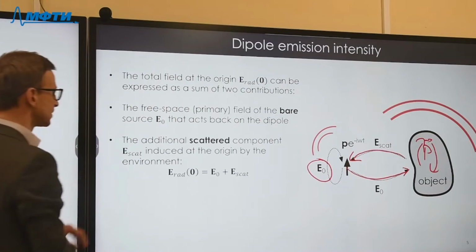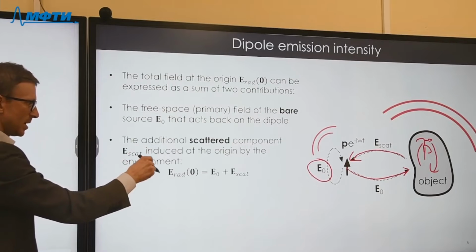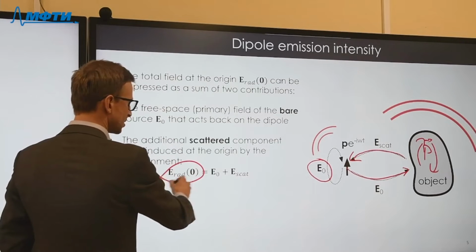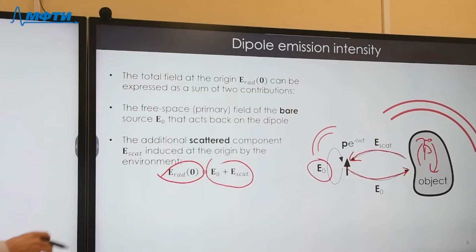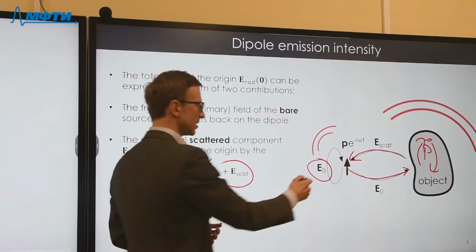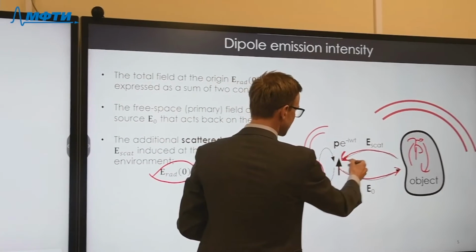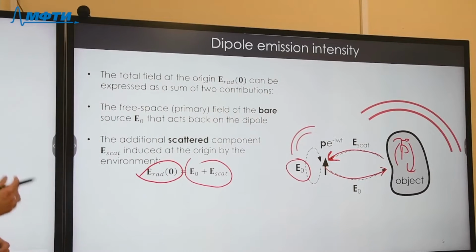And this is going to produce the additional scattered component at the position of the dipole. And so the total field is going to be the sum of these two components, the primary plus the scattered. And the sum of these two fields will determine the total field experienced by the dipole here. And this field acting on the dipole will actually perform work on the dipole.